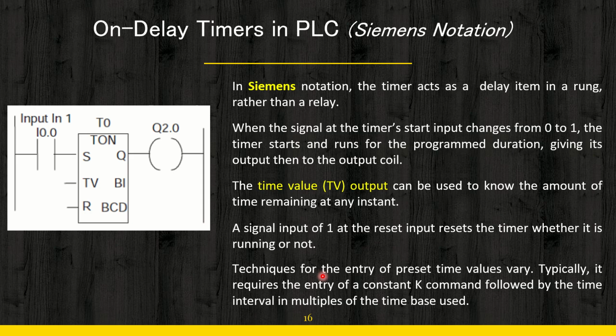This varies from PLC model to model, even in Siemens, right? Normally there is a constant K command which we have to feed during the programming of the PLC. Once that K command is there, whatever value we put after that will be multiplied with the time base to generate the delay. So this is the basic concept of this on delay timer in Siemens notation.